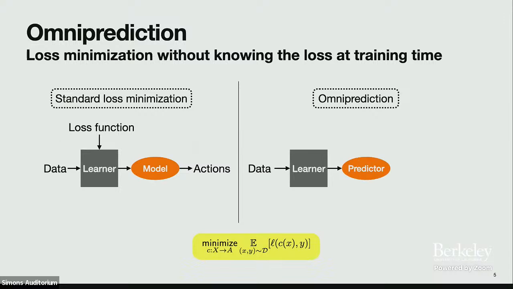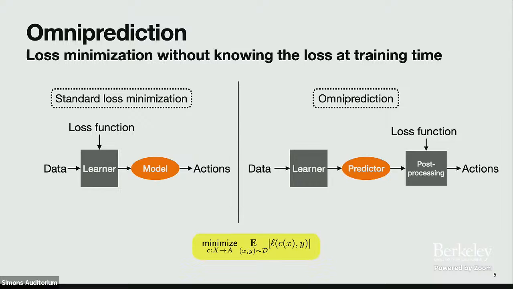In Omniprediction, we also have a learner which collects data, but the learner does not know the loss function. And after the learner produces a predictor, the loss is revealed to a post-processing procedure. And after that, the post-processing procedure assigns actions to individuals.